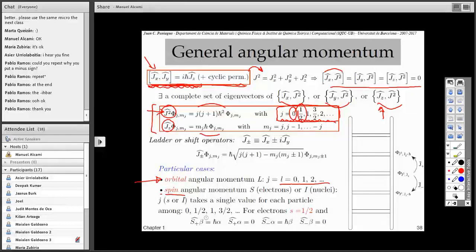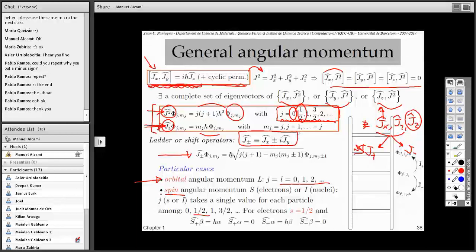For instance, for the electrons, we have, well, and finally, let's comment on the ladder or shift operators. When using this basis set, it's quite useful to change, instead of using Jx, Jy, Jz, since the result of applying Jz is trivial in this basis set, but the result of applying Jx and Jy is not so simple. And then we normally change this and use, instead of this, the sum and the difference, which essentially are J plus and J minus, which are defined here.